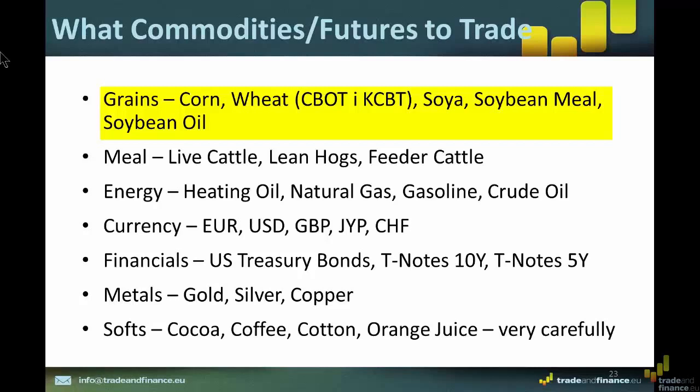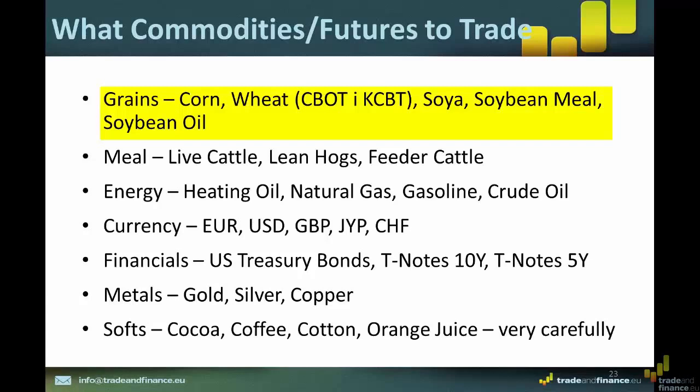And also it's wise to trade the spreads which are composed of the same commodity but different expiration months. So we can buy corn with expiration in July and sell corn with expiration in September. And this is something we call the calendar spread. It means that we have the same underlying, the same commodity, but different expiration months.